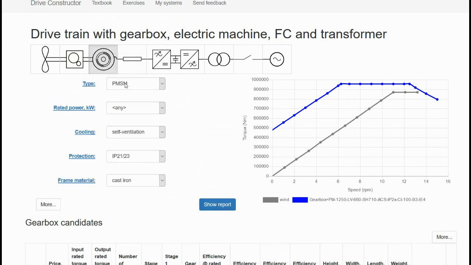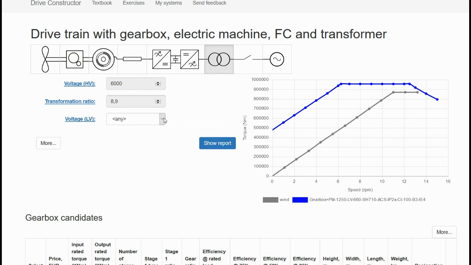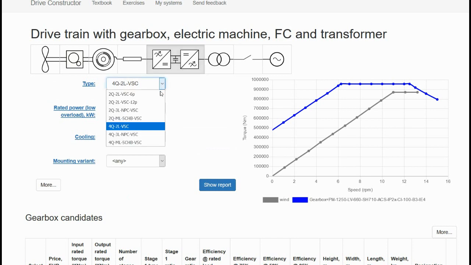So overall system efficiencies are now a bit higher than before. So these are the parameters to play with: the motor type, the gearbox type, number of stages, and types of the stages. And with the transformer we can also change the voltage level for the frequency converter, the cable and the generator. And on the frequency converter we can change the types.